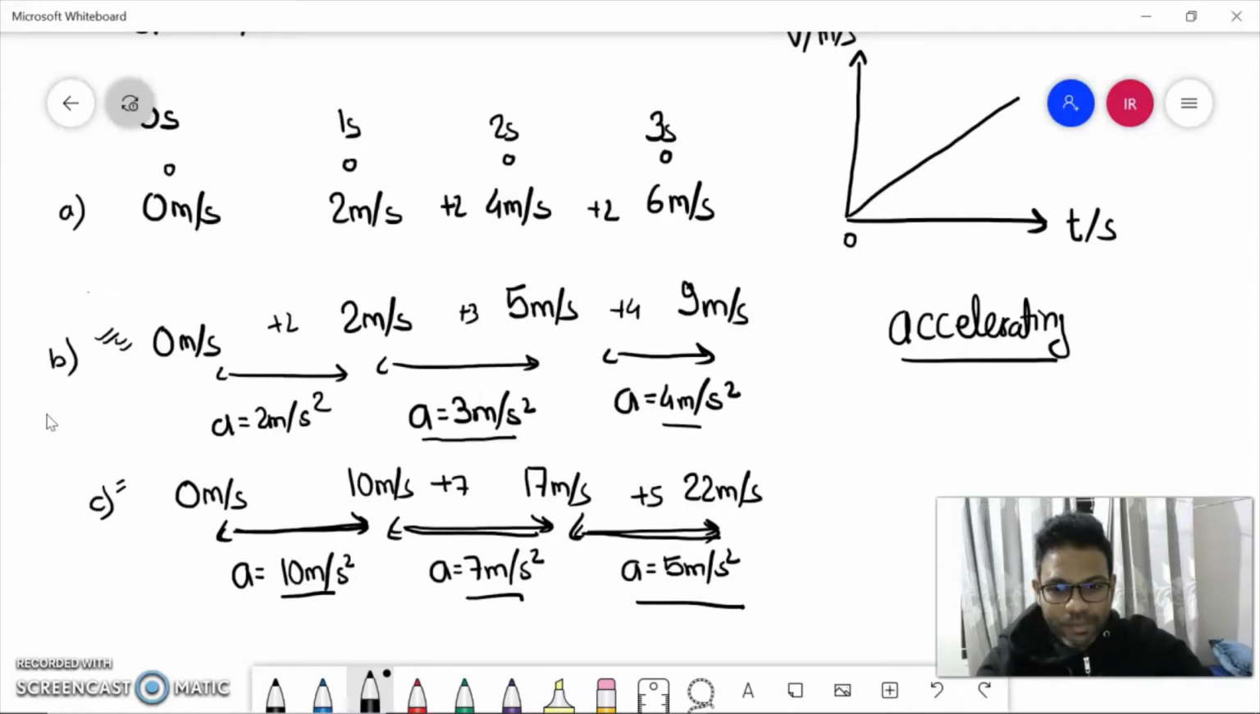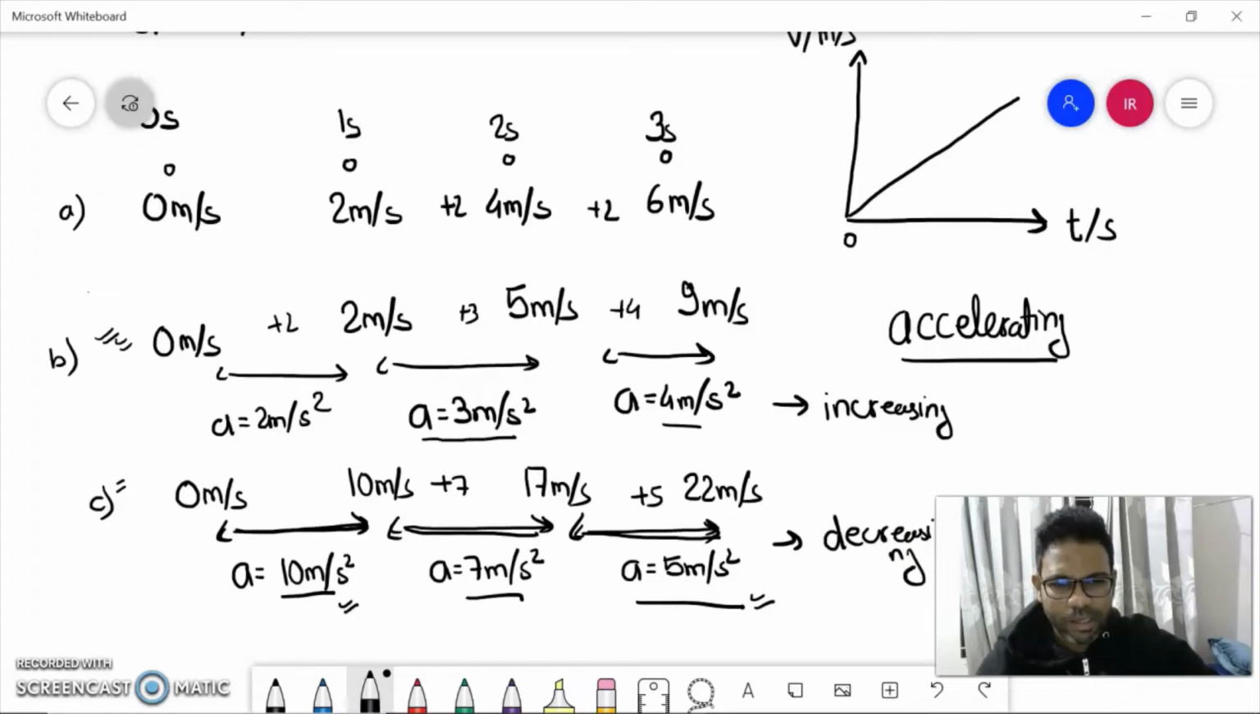But the acceleration is decreasing, right? Previously it was accelerating at 10 meters per second square. And at the end it's accelerating at 5 meters per second square. So this case is called increasing acceleration, where the acceleration is increasing with time. This case is called decreasing acceleration. But keep this in mind, in both cases, the object is still accelerating.